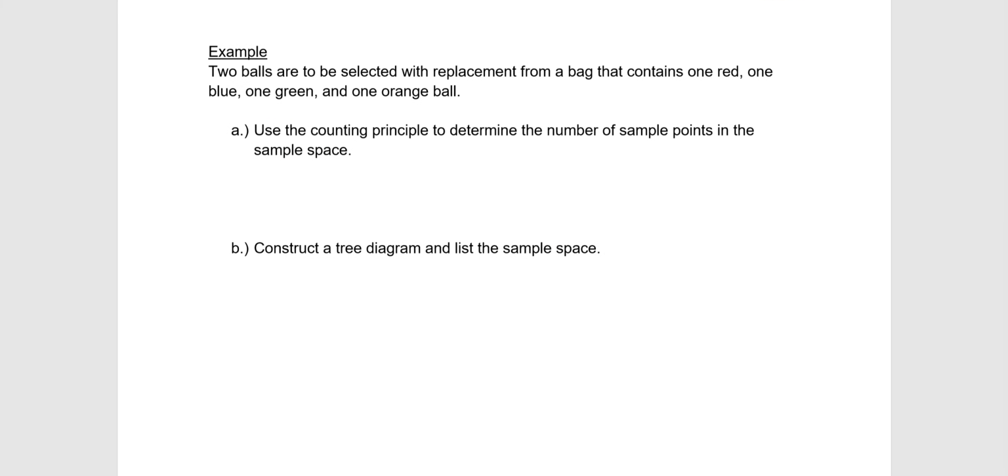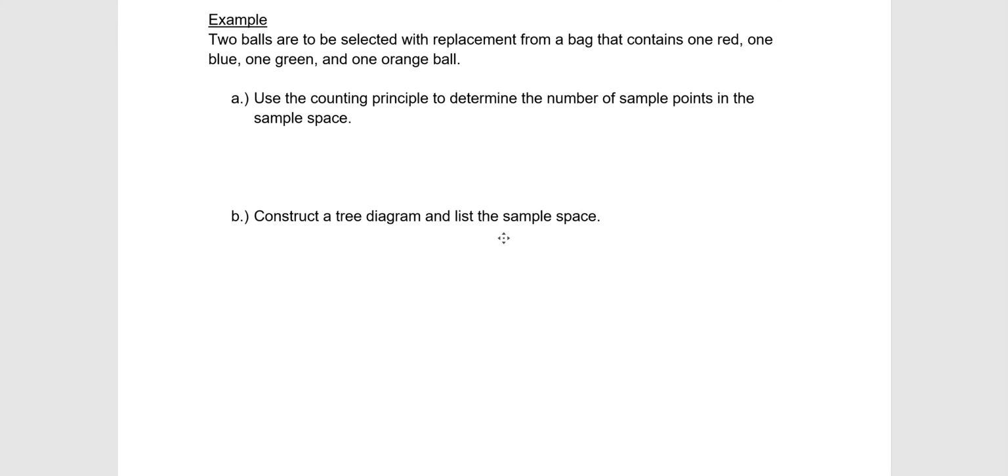Okay, so just a few more here. So 2 balls are selected with replacement. So with replacement, like we saw earlier, means we're taking it out and then we're putting it back in and then doing it again. So 2 balls are selected with replacement from a bag that contains 1 red, 1 blue, 1 green, and 1 orange ball. Let's use the counting principle to determine the number of sample points in the sample space.